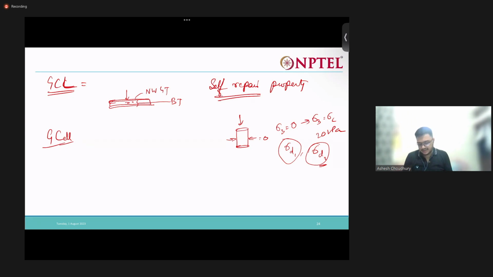All right, and the last is geocomposite. Geocomposite we have already discussed. So using more than one type of geosynthetic material together will form a geocomposite, such as a geonet with geotextile, a geogrid with geotextile, and so on. Right. So these are nothing but geotextile.